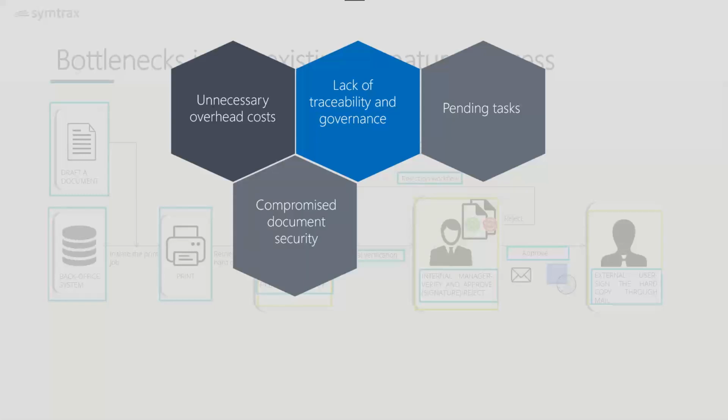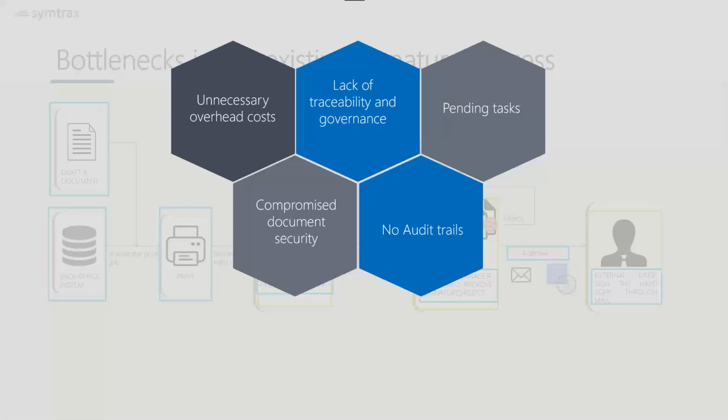Then compromised document security. All the employees who have access to the file can just play around with the document. They can add content or remove content, add pages or whatever it may be. So the document security is highly compromised here. And there's no audit trail. If the manager wants to track the transaction of a document, like who did what at what time, the information is not available.